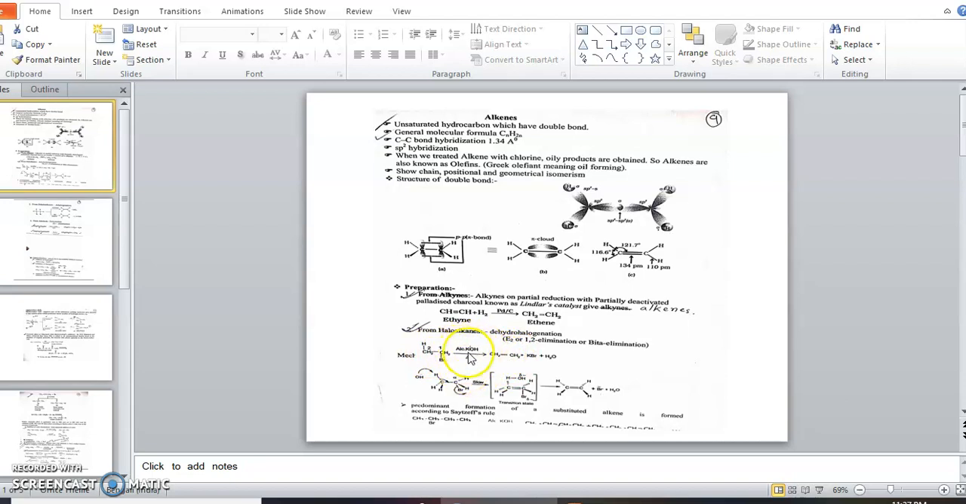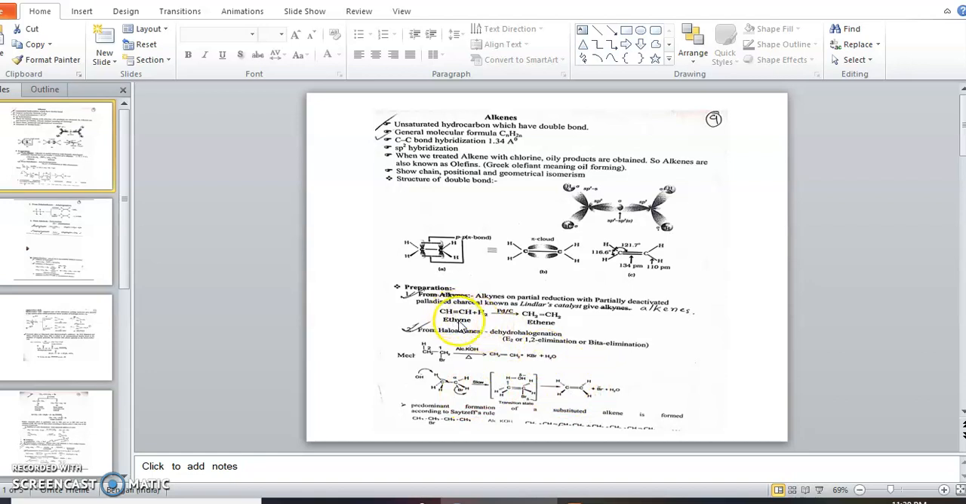Alcoholic KOH you are giving as a reagent. Alcoholic KOH means OH minus. This OH minus is taking out the proton from this carbon, and it is making the double bond over here, and the Br minus is being eliminated, right? So alkene is being formed, right? So these are the preparations of alkene.